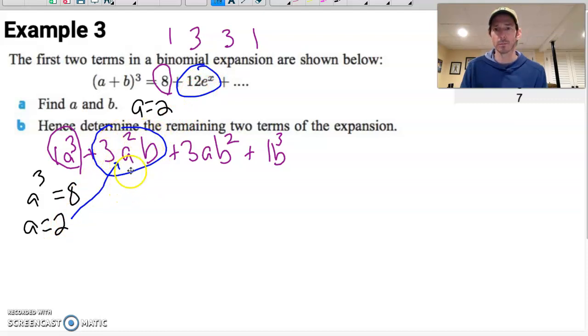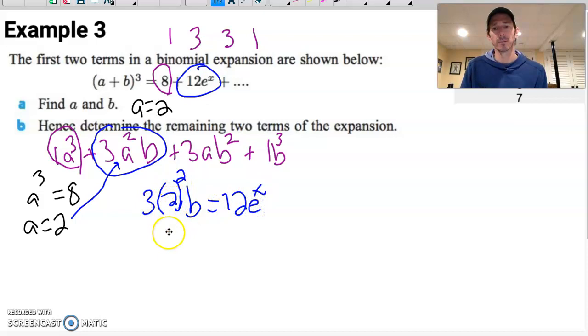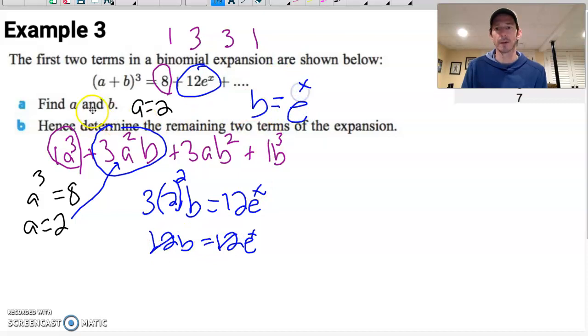and which means that this blue circle is going to be 3. I know a is 2, 2 squared, b, and that has to equal 12e to the x. So it's really not that horrible because 2 squared is 4, and 3 times 4 is 12. So this is 12b equals 12e to the x. So that means that b, because if I divide both sides by 12, has to be e to the x. So I've found a and b.